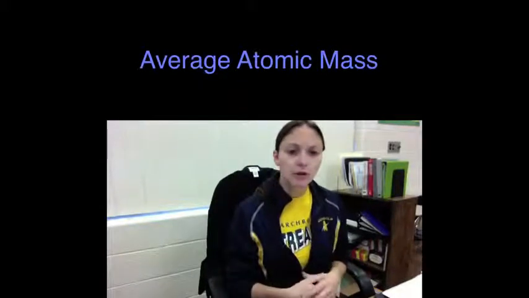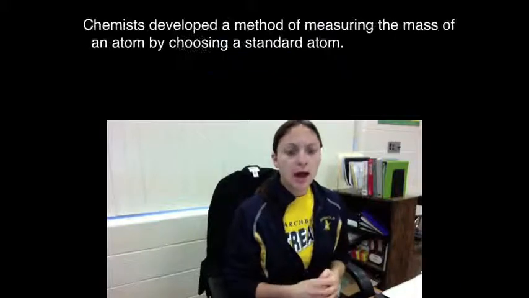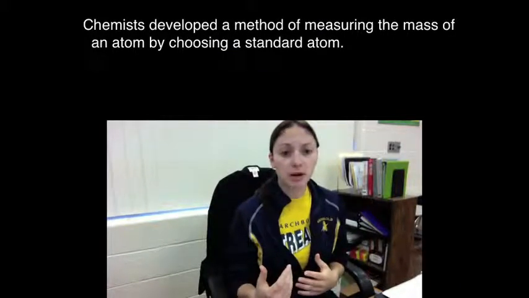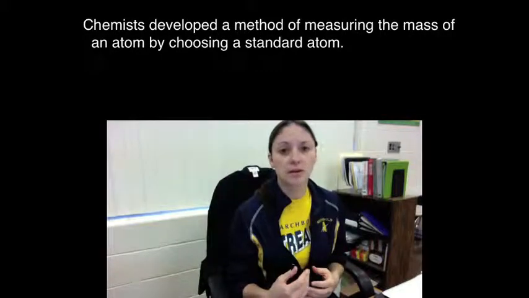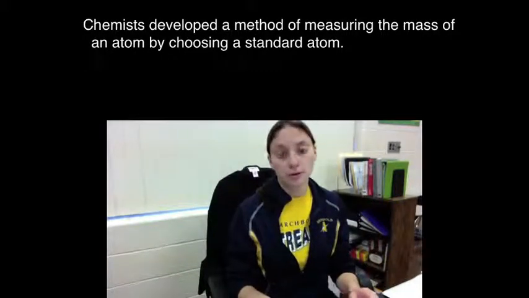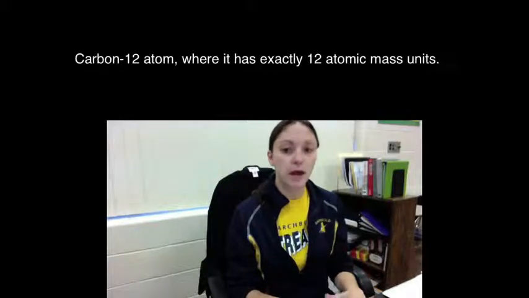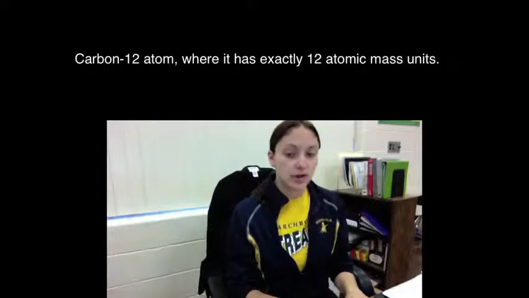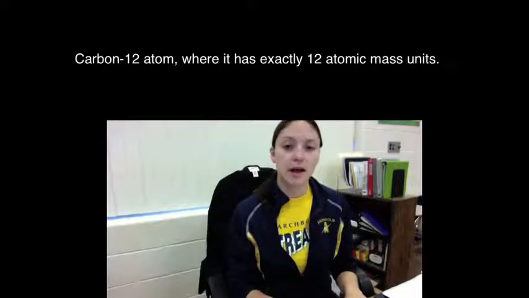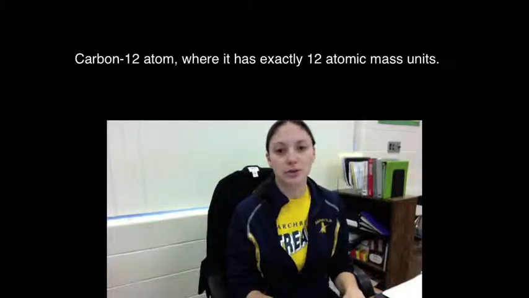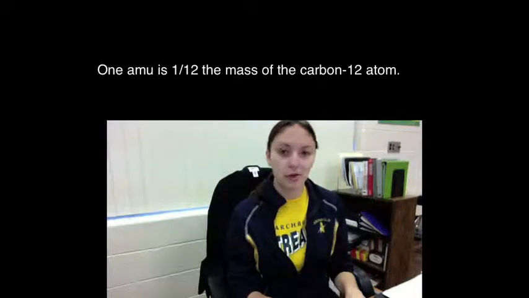So here we go. We start off with looking at the mass of an individual atom, and chemists developed a method of measuring the mass of an atom relative to the mass of a specifically chosen atomic standard. So they picked one atom to be the standard that they measure the mass of everything else against, and the standard is a carbon-12 atom. All the scientists agreed that a carbon-12 atom has a mass of exactly 12 atomic mass units, or AMUs. So one AMU is 1/12 the mass of a carbon-12 atom.